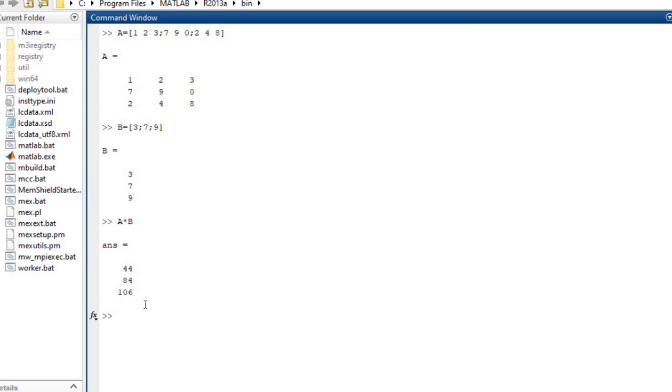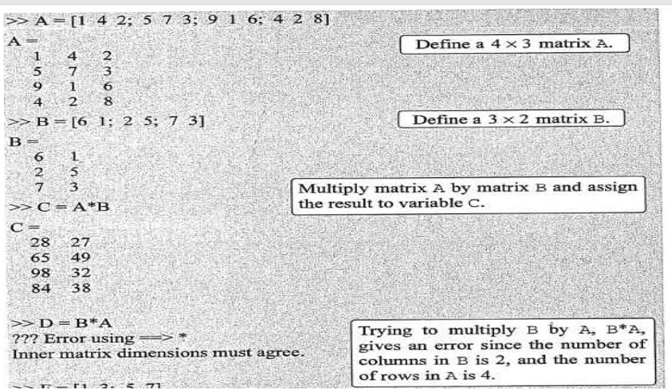Suppose we change this to B star A. Is it possible? It is not possible. Why? B matrix has order 3 cross 1, A matrix order 3 cross 3. So 1 is not equal to 3. That is, the B matrix number of columns is not equal to the A matrix number of rows. So therefore we cannot multiply these two arrays.